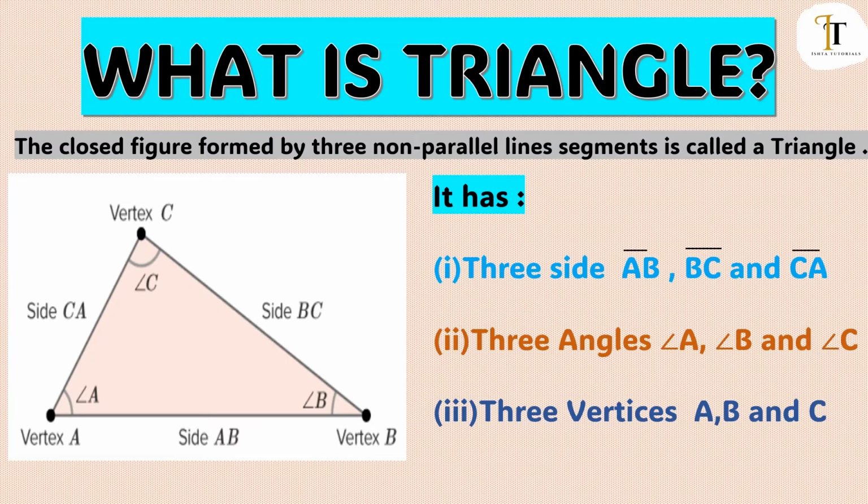Students, the figure that you can see on the screen has three sides AB, BC and CA, three angles, angle A, angle B, angle C, and three vertices, vertex A, vertex B and vertex C. This figure is called, yes, a triangle. Triangle means having three angles. So by definition, we can say that the closed figure formed by three non-parallel line segments is called a triangle.